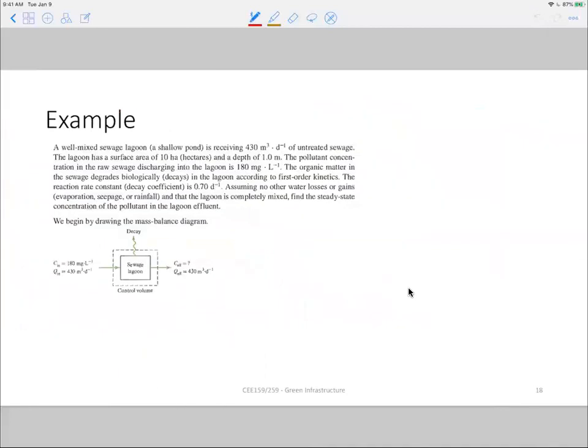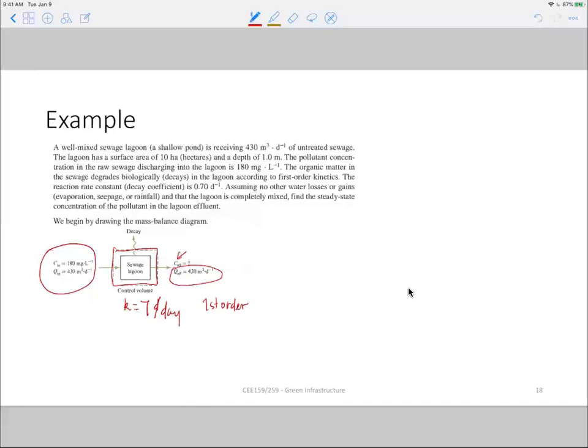The next example, as you can see from the illustrations, your incoming flow rate and concentration are given. Your outgoing flow rates are given, but not the concentration. That's something you have to calculate. That means you need to know the volume of the lagoon as well as the rate constant. The rate constant is given as 7 per day. So that's first order. And the volume is given.